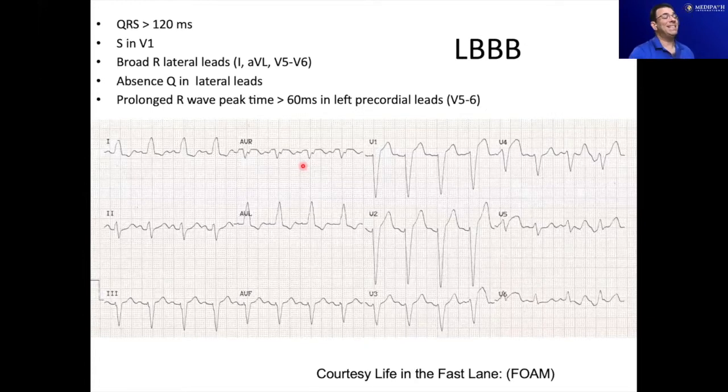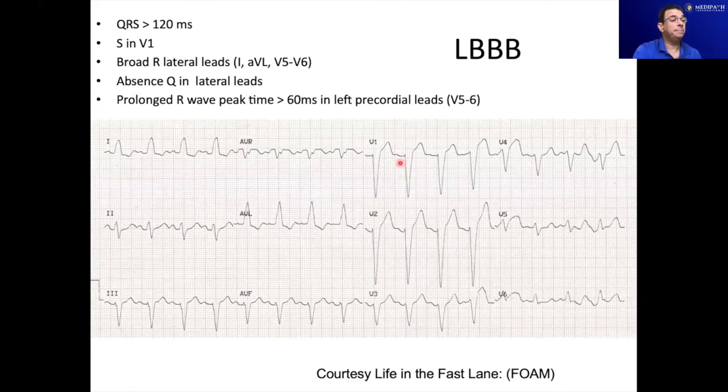Left bundle branch block is a little harder to pick up, at least it was for me when I was a medical student and early in my residency. And here you're looking for a different pattern. Again, the QRS complex has to be widened, greater than 3 boxes, and you're looking for an S wave in V1, which is just one big downward complex, and a broad R wave in V5 and V6. You see how it's broadened out.